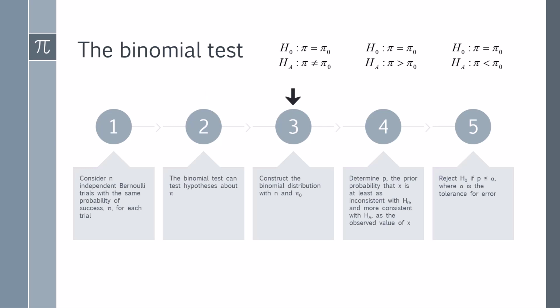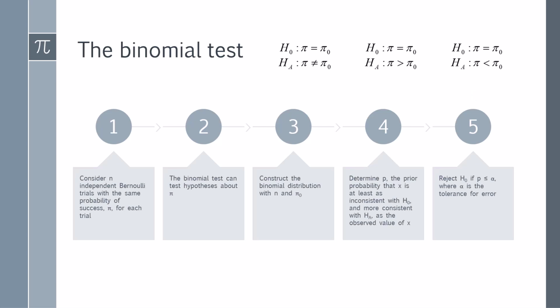We then construct the binomial distribution with n and our null hypothesized value of pi. We then determine the p-statistic, that is, the prior probability that x is at least inconsistent with the null hypothesis and more consistent with the alternative, given the observed value of x. We reject the null hypothesis if the p-statistic is less than or equal to alpha, our chosen nominal type 1 error rate. Alpha is the tolerance for error.